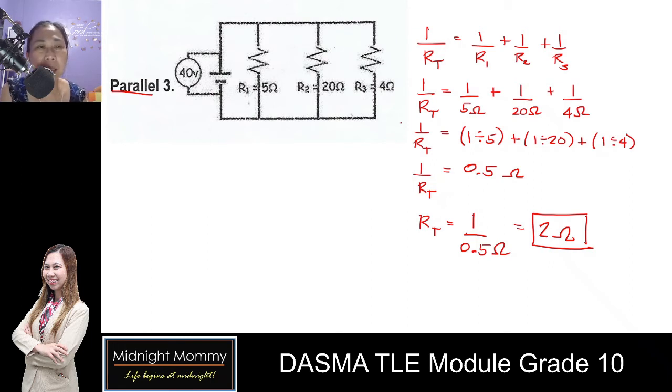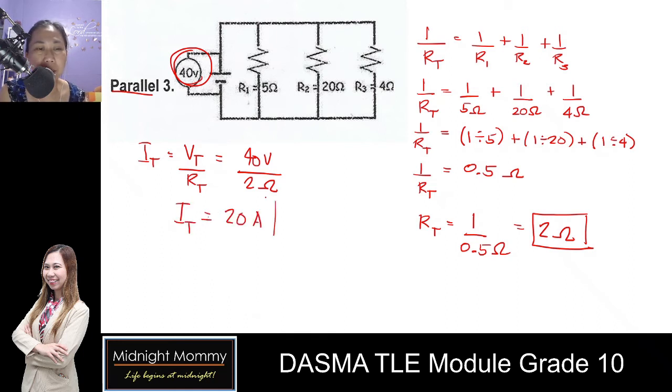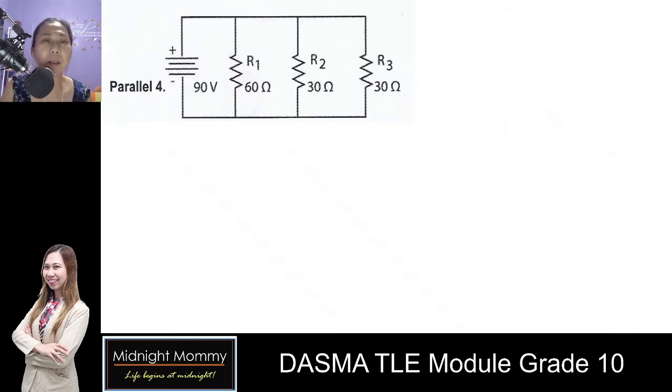So next one, kailangan natin isolve ang total current. So ang total current natin again is equal to total voltage divided by RT. Okay, so ito na yung voltage natin, 40 volts, divided by RT natin is 2 ohms. Kaya ang final answer natin for the total current is 20 amperes. So next one, yung number 4.